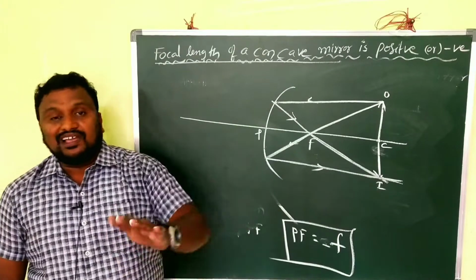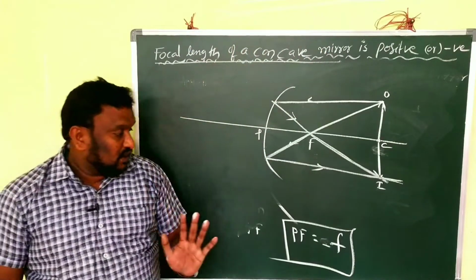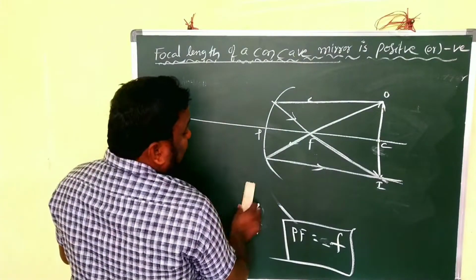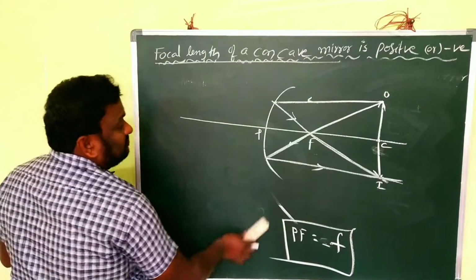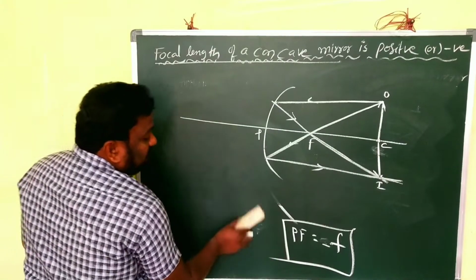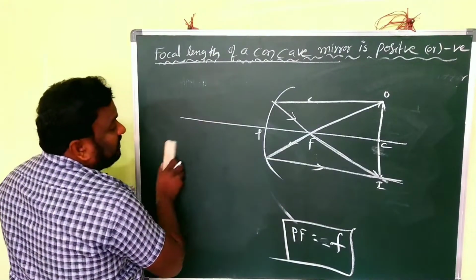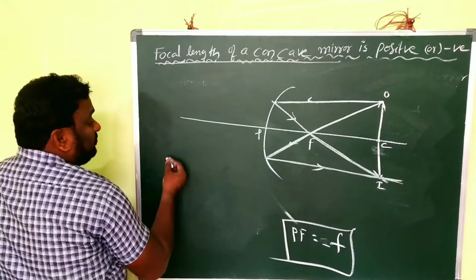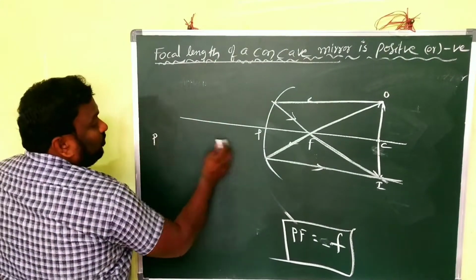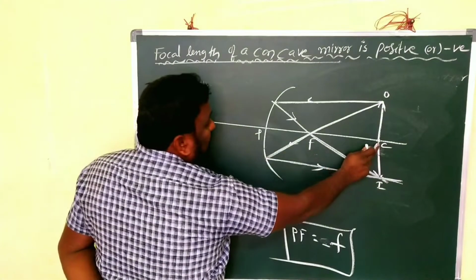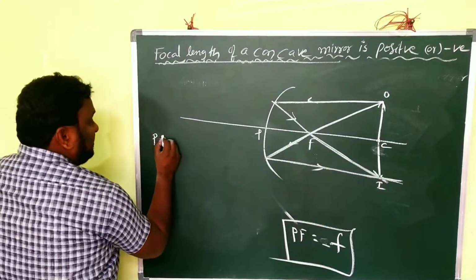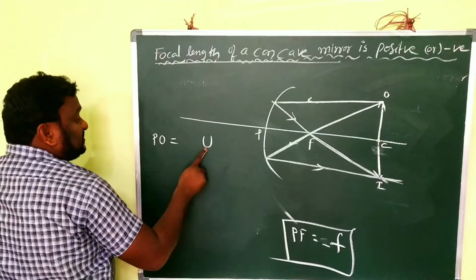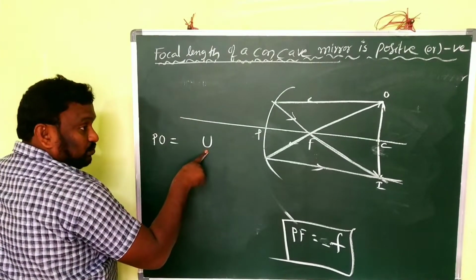It's very clear. I already explained it in the previous videos. Okay, children. Now here, what is the object distance and what is the image distance in this diagram? Clear? Look here now. Pole to object, what do we call it? Object distance. That is PO is equal to u. Object distance is always represented by the letter u.